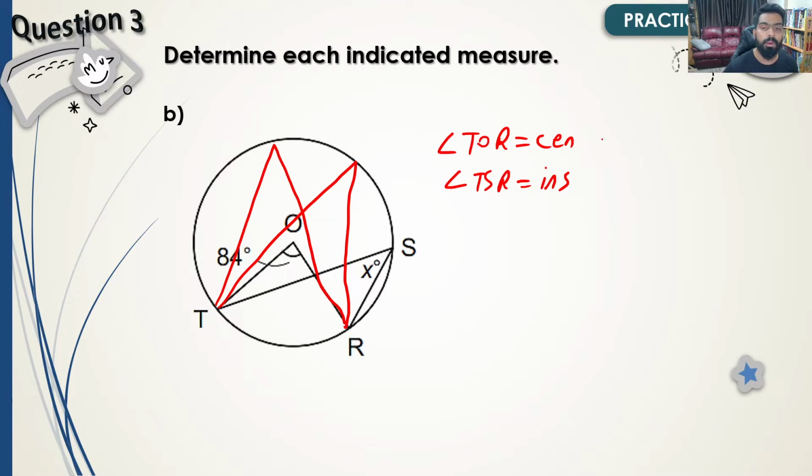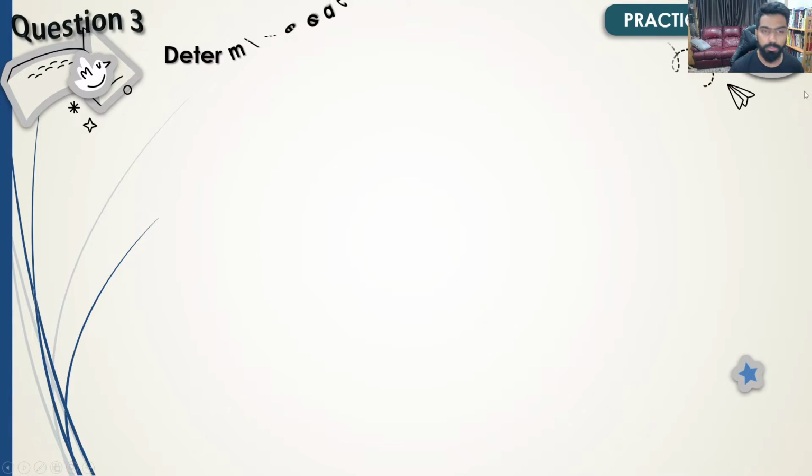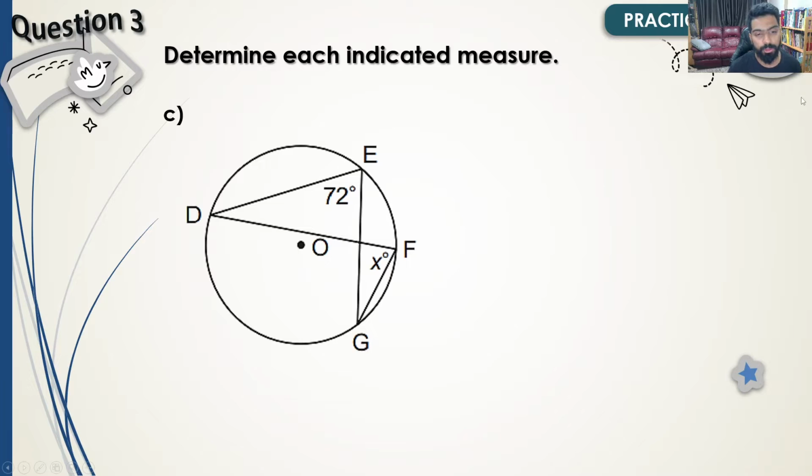Now we see that the central angle is 84 degrees, and we know that the inscribed angle will be half of the central angle. In this case, half of 84 will be 42 degrees. So when you see these kinds of questions, don't get confused that the inscribed angle should always go up. It can also go sideways. We just follow the theorems, and you should be good to go.